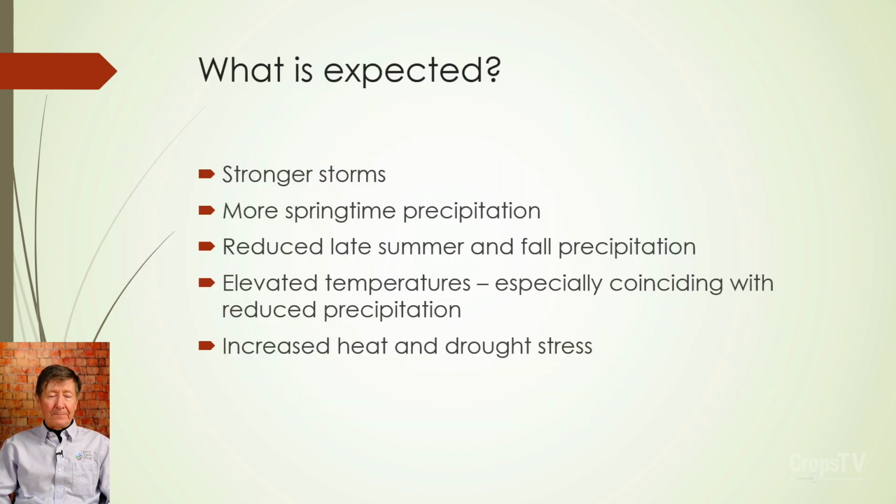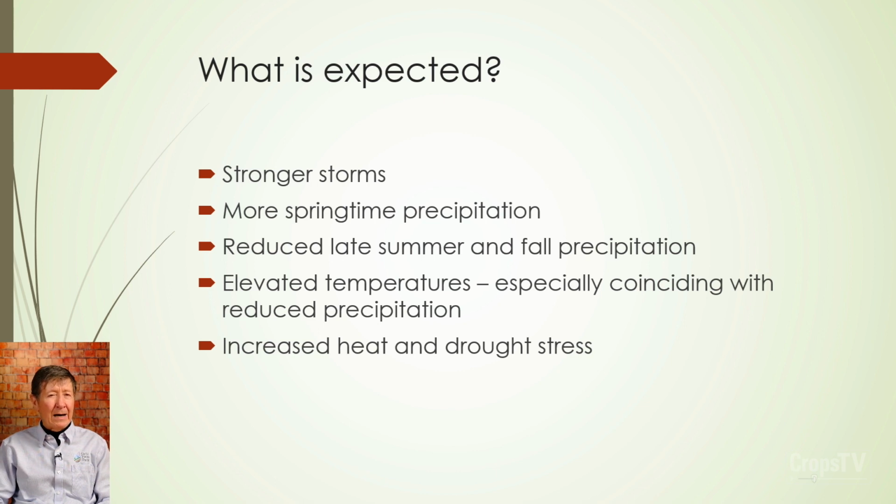So what is expected? We have a wide range of climate models that are being used now to tell us what we're likely to see in the future. In the Midwest, we're very likely to see stronger storms, more springtime precipitation. Precipitation pattern is going to move towards the spring. We get reduced late summer and fall precipitation. Elevated temperatures, especially coinciding with reduced precipitation.